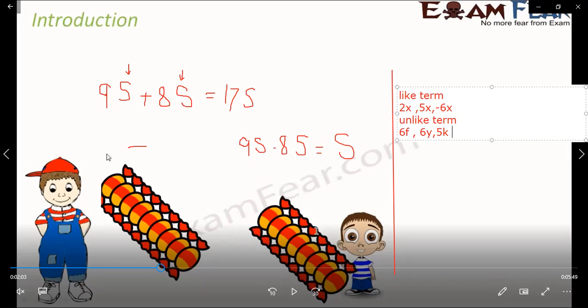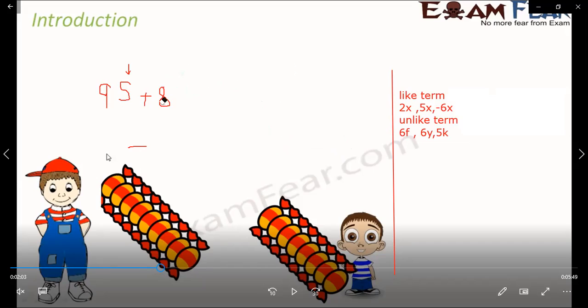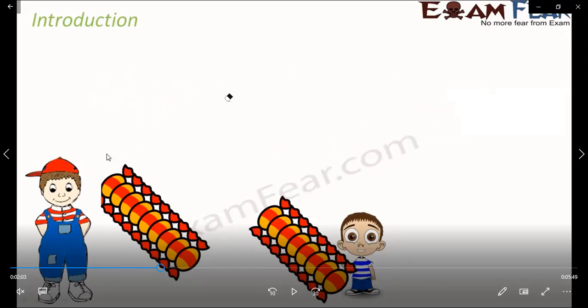So in this question, we said that we have two children and each one of them has sweets, and we want to express how many sweets both of them have. Then we said at the beginning, we want to know the difference between like terms and unlike terms. And also we want to know the difference between a term and an algebraic expression. What is the difference between an algebraic term and an algebraic expression?